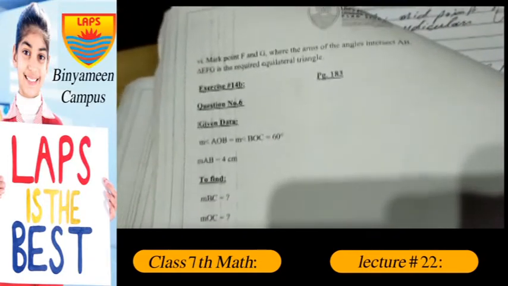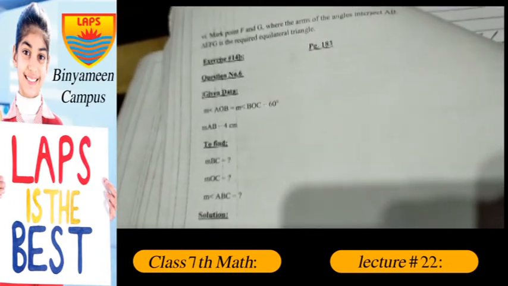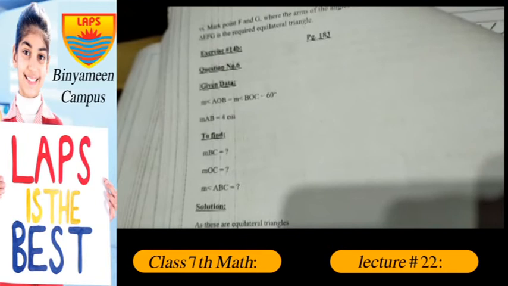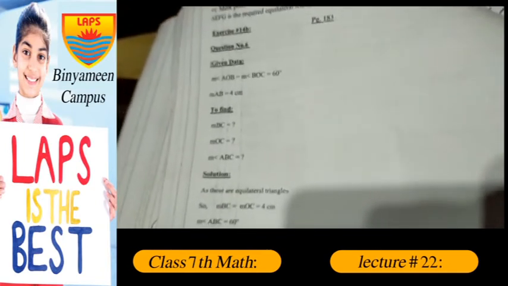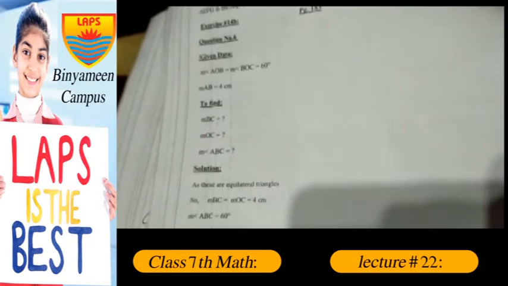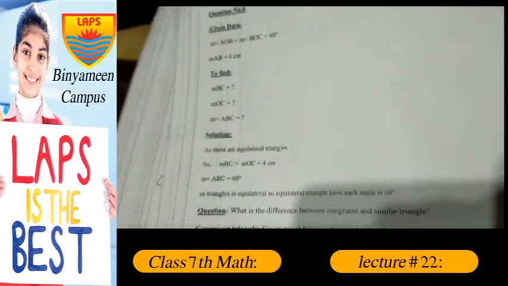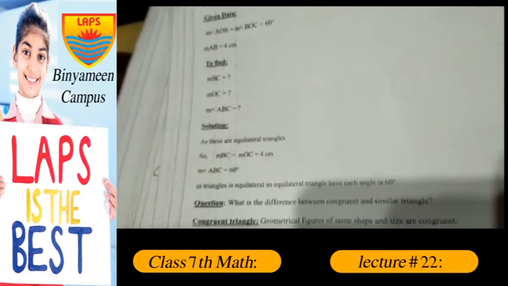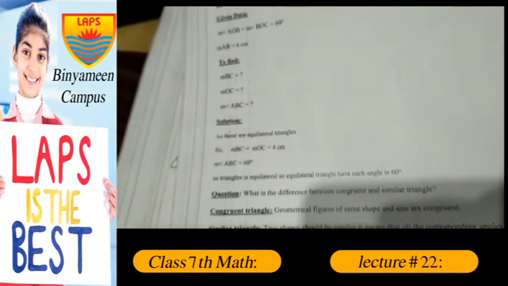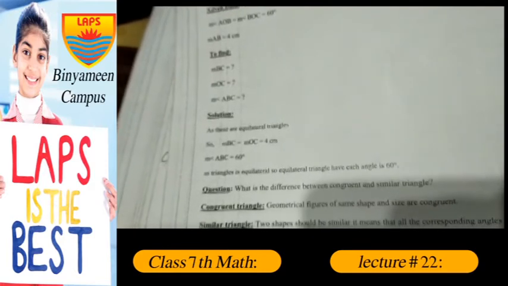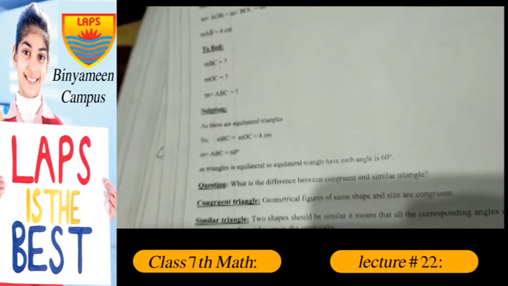Exercise 14B, question number 6. Given data: measure angle AOB is equal to measure angle BOC is equal to 60 degrees. Measure AB is equal to 4 cm. Find BC, measure OAC and measure angle ABC. Solution: as these are equilateral triangles, measure BC is equal to measure OC is equal to 4 cm and measure angle ABC is equal to 60 degrees, as in an equilateral triangle each angle is 60 degrees.